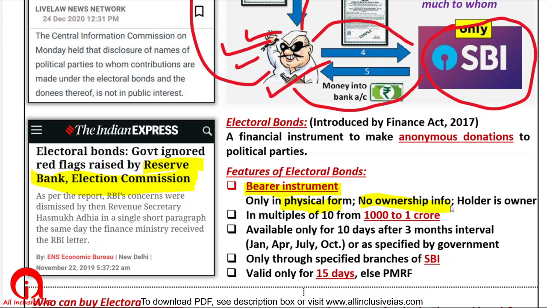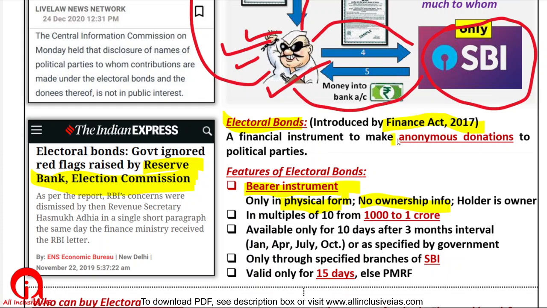Take out your wallet. Your wallet has a 100 rupee note. Does it have your name? No. The 100 rupee note is a bearer instrument. It is in physical form, and whoever holds this in their hand, it is his. Nobody's name is written on that. So that is a bearer instrument. There is complete anonymity. Electoral bonds, this scheme was introduced by the Finance Act 2017.